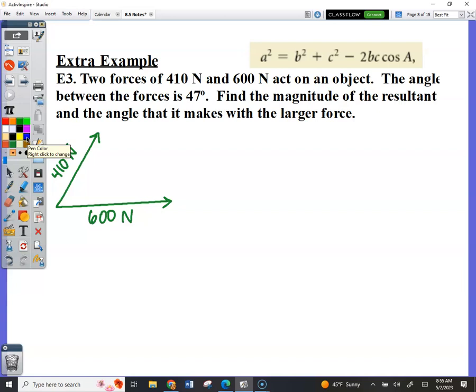Then we are finding the magnitude of the resultant. The resultant is the diagonal. Then I'm going to close in my parallelogram. And then they do tell us, I'm going to change colors again, that the angle between the two forces is 47. This is kind of hard to designate, but I'm going to make a really thick arc here and write that that's 47 degrees. They're telling you that that's 47.